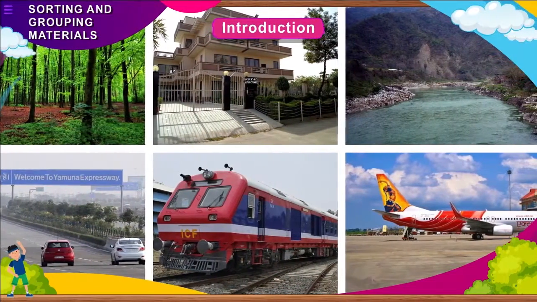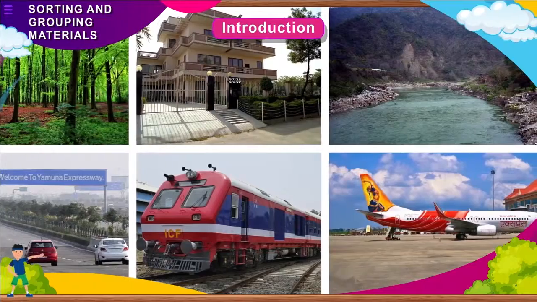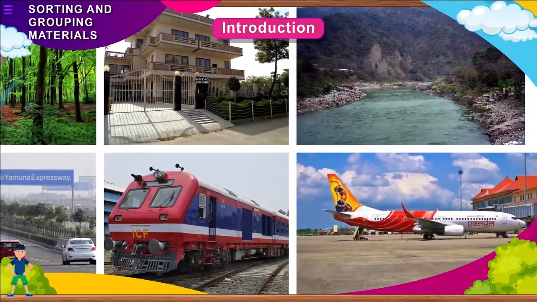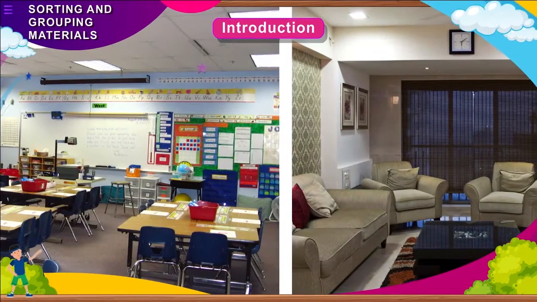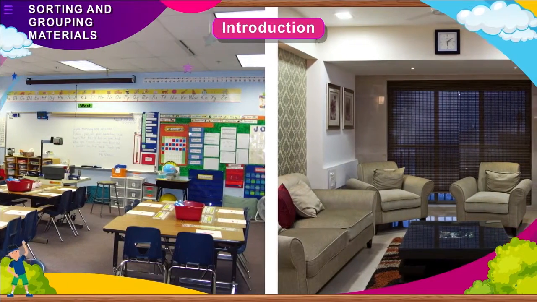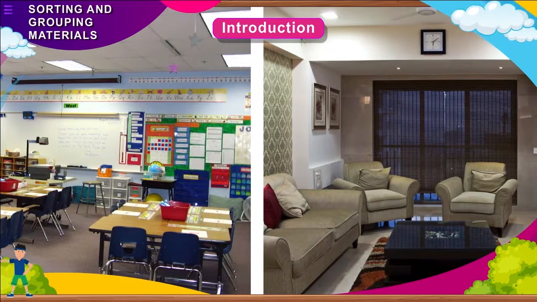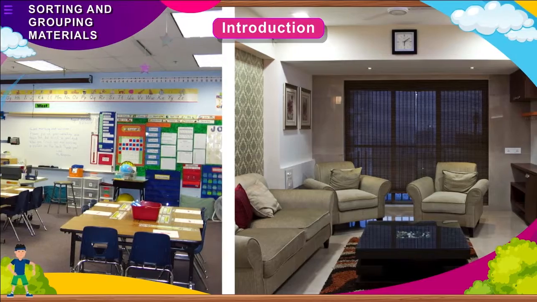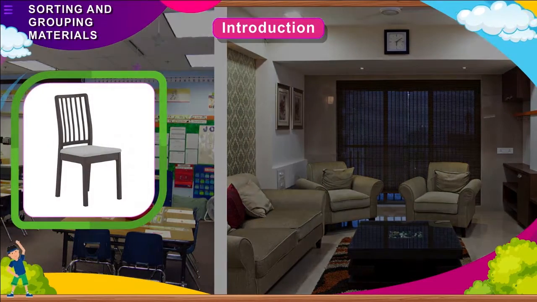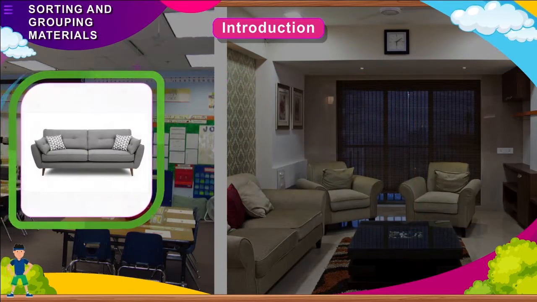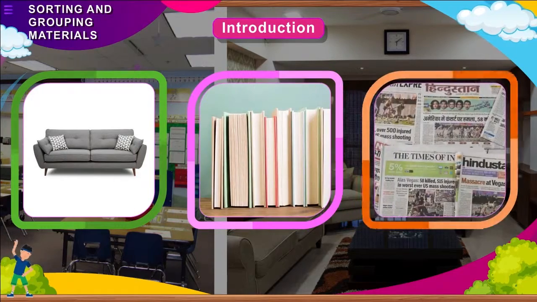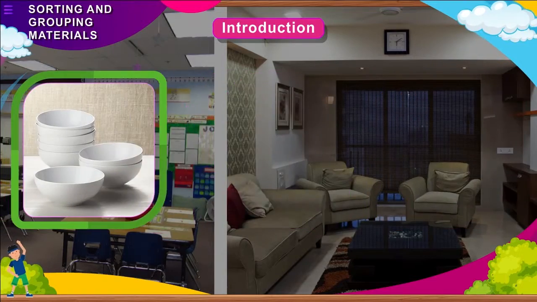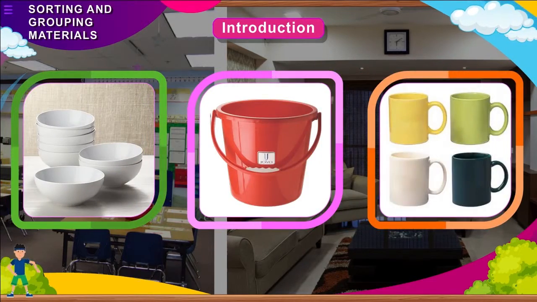Introduction. Other than our food and clothes, about which you have learned in the previous chapters, our world is full of a huge variety of objects. If you look around yourself in the class or at home, you will find many objects in your surroundings having different shapes, sizes, colors and uses. It may be chairs, tables, desks, sofa, books, newspapers, toys, cycles, plates, bowls, buckets, mugs, and so on.